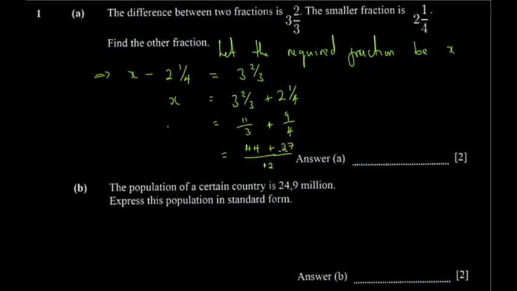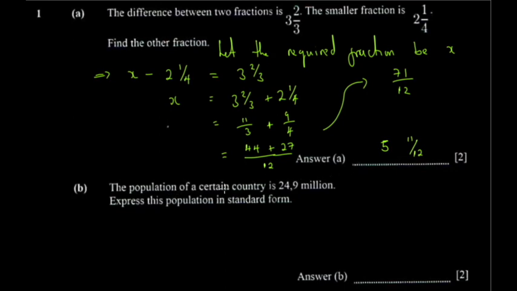So lastly, you just have to say 44 plus 27, then you get 71 over 12. Okay, so 71/12 you can also change to a mixed number. It becomes 5 and 11 divided by 12. Okay, so that's it.